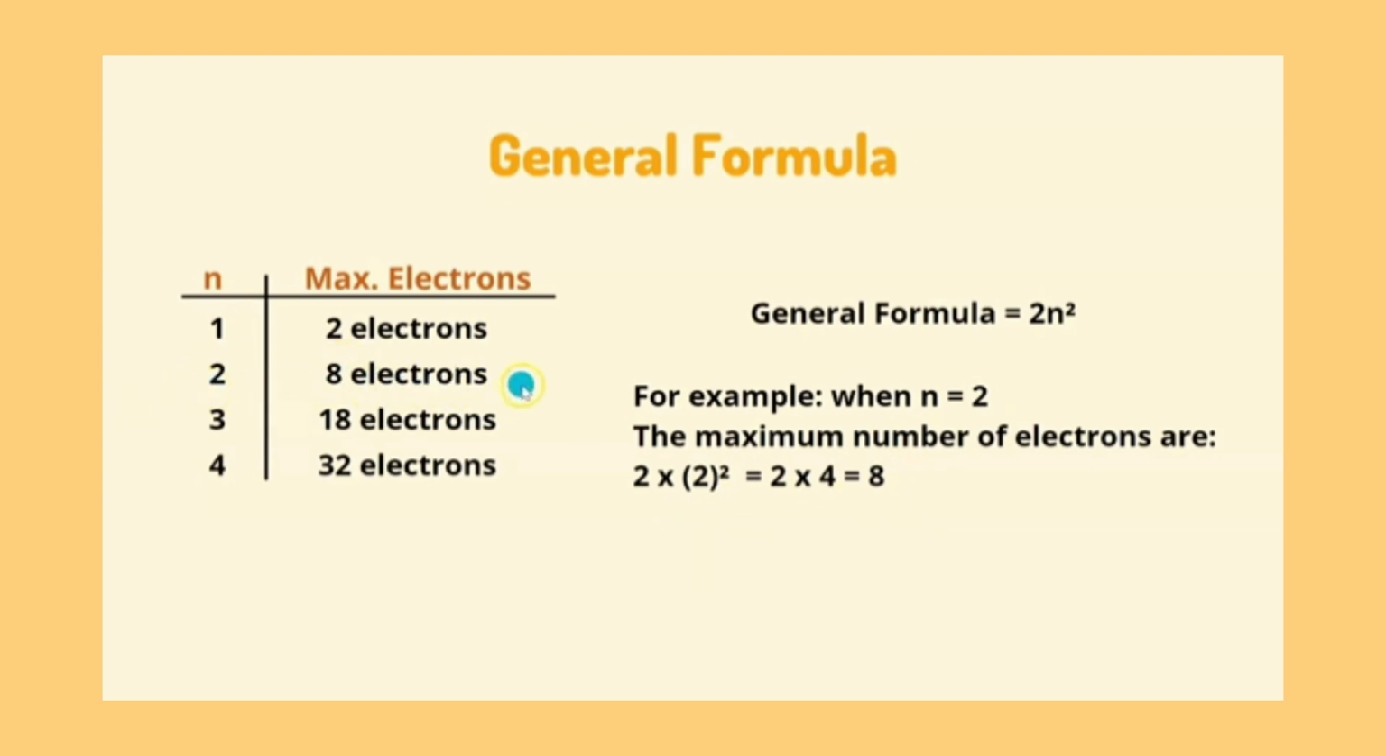Next, if I want 32 electrons, in place of n I will put the 4th energy level. That means 4 square is equal to 16. Then 16 into 2 is equal to 32 electrons. That means we get 32 electrons for the fourth energy level. I hope you understood how to apply the general formula.